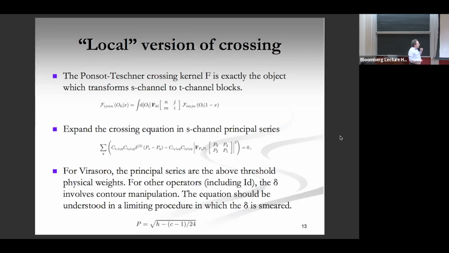Now, there's first a piece of notation. It's natural to write things in terms of this variable P and P bar, which are like the Liouville momentum associated to a given weight, but you can just think of P as defined as the square root of the weight above the universal threshold. That's a very natural variable.